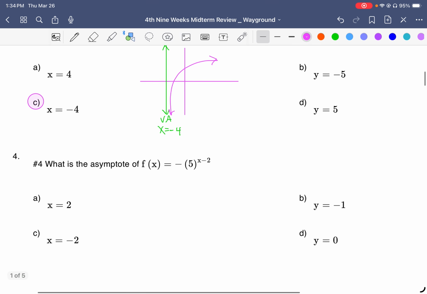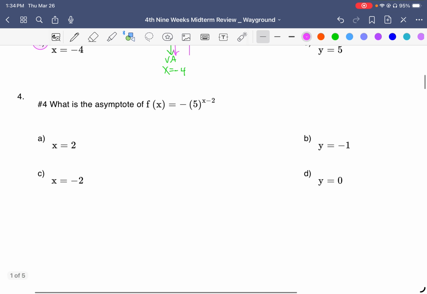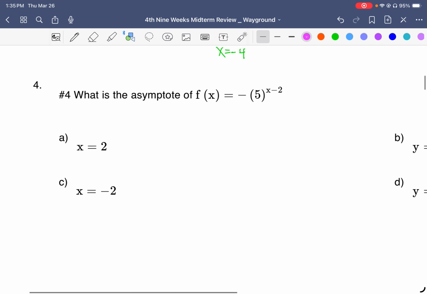Okay, so let's go on to question number 4. What is the asymptote of f of x equals negative 5 to the power of x minus 2? Okay, I'm going to highlight my x. Now this is an exponential. I know that because the x is in the exponent. And the number immediately before that is the base. Okay, so this is an exponential function.